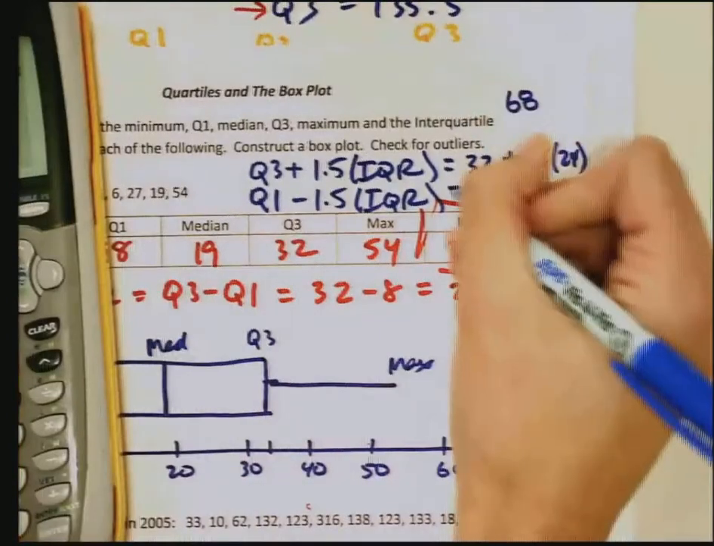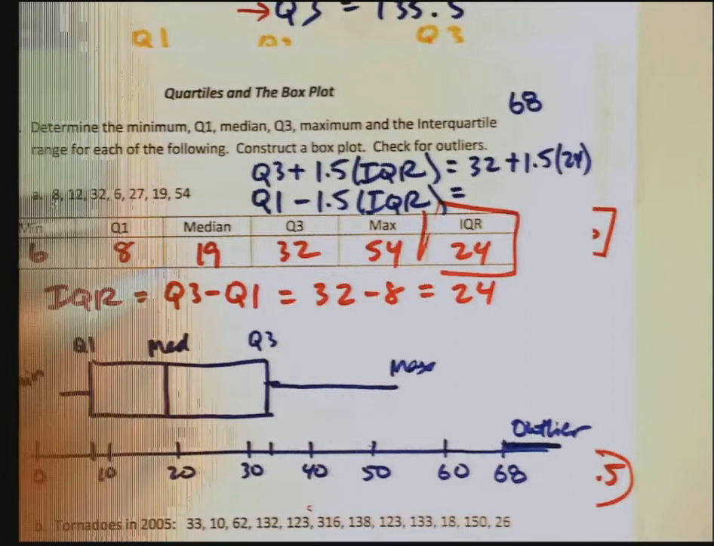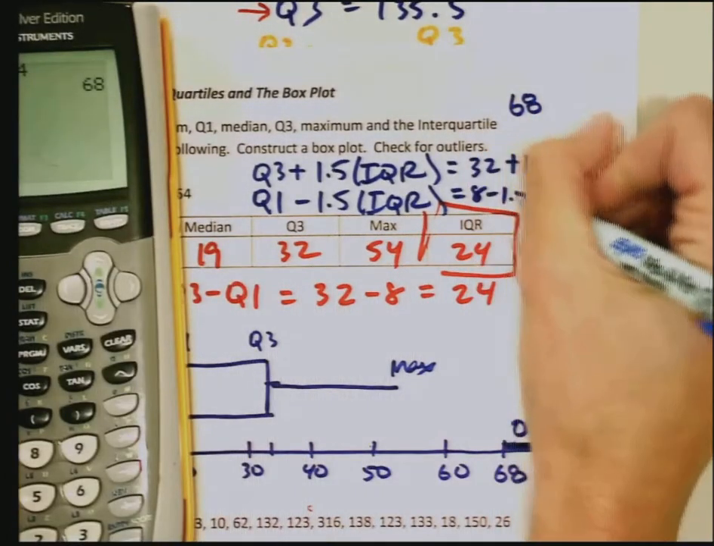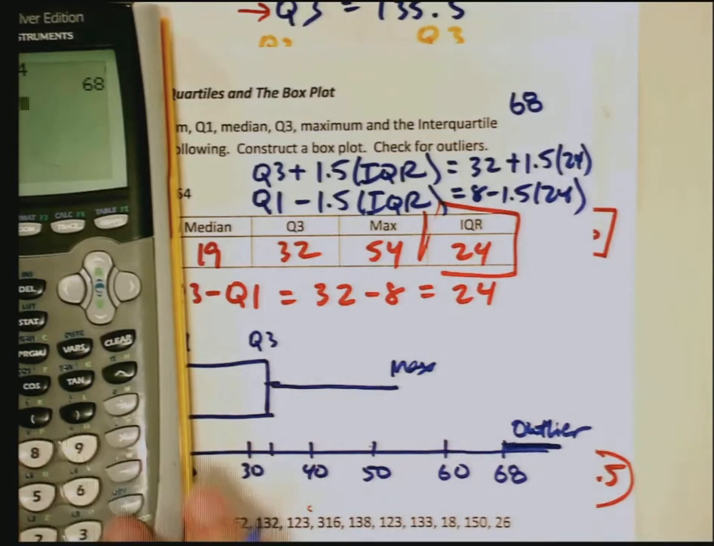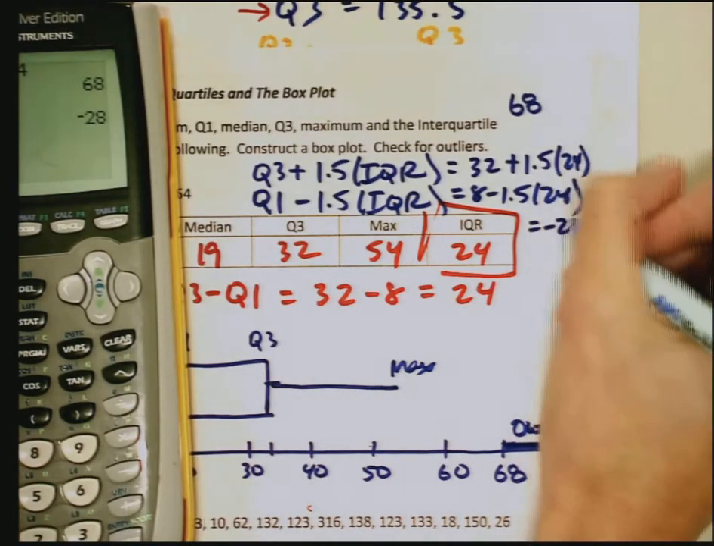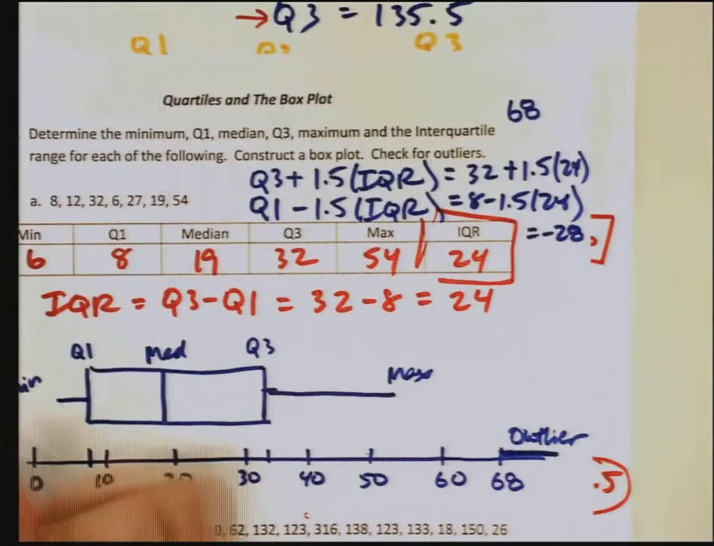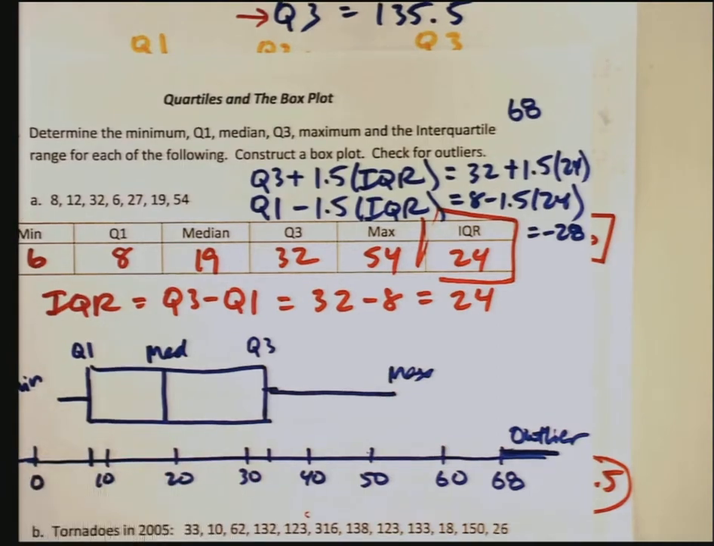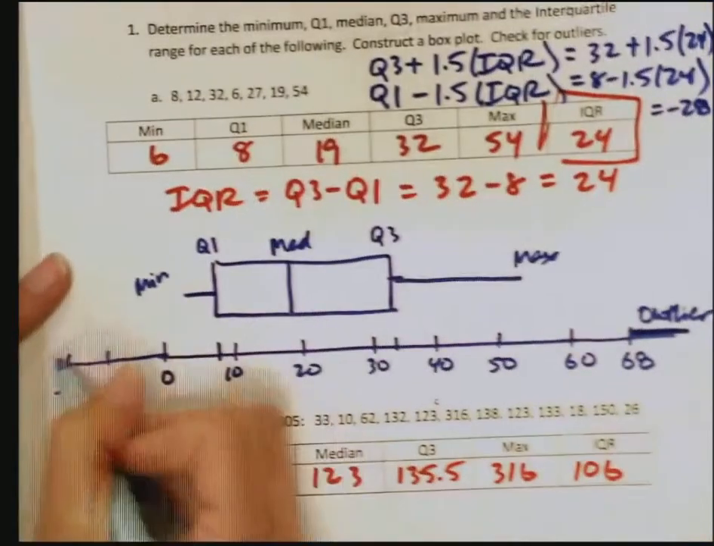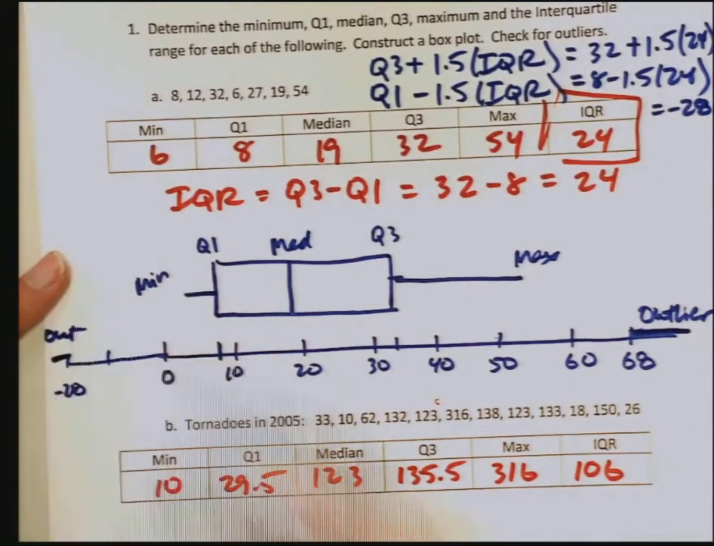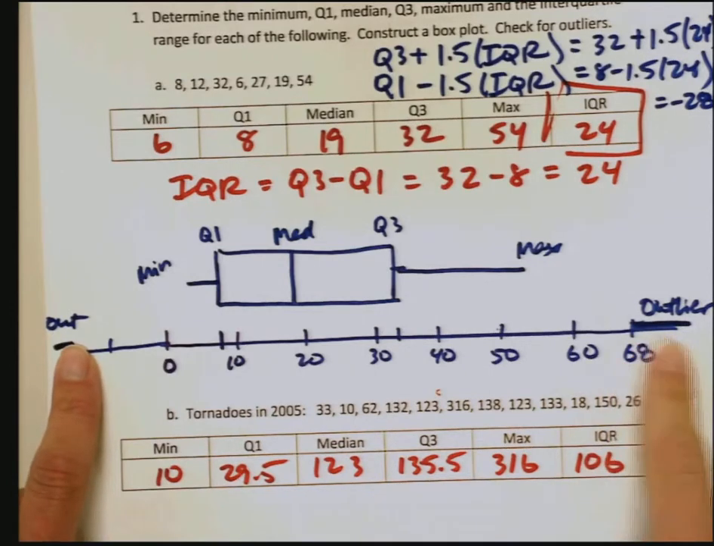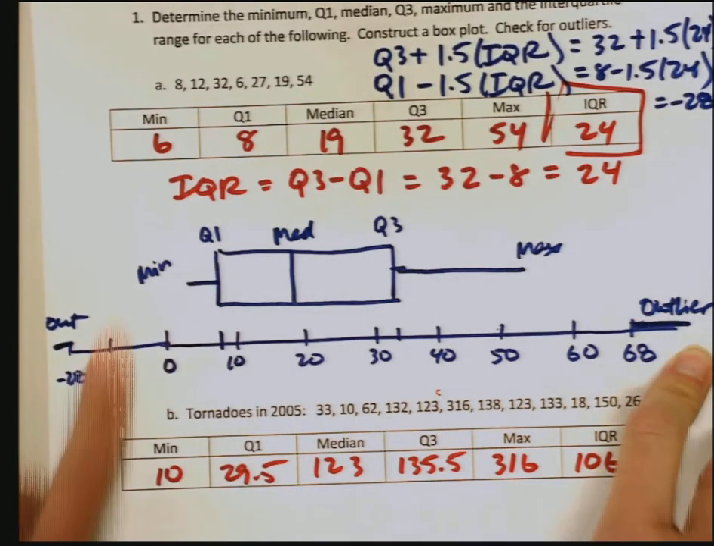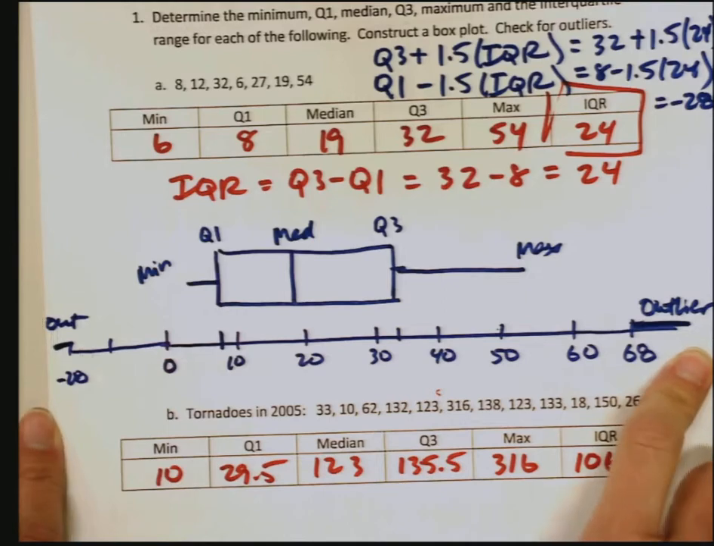And then on the other end, quartile 1, so that would be 8 minus 1.5 times 24, that would be negative 28. And I didn't have any negative values. Negative 28 would be way down here, somewhere down there. So those outliers on the left-hand side would be way, way over here. I don't even have enough room to write them. I don't have any outliers because nothing lies above 68 or below negative 28.